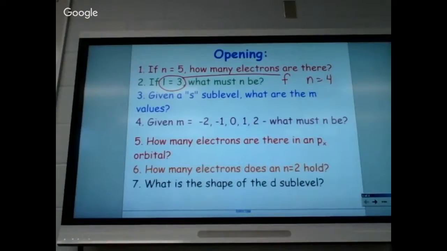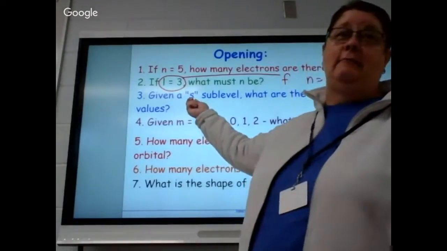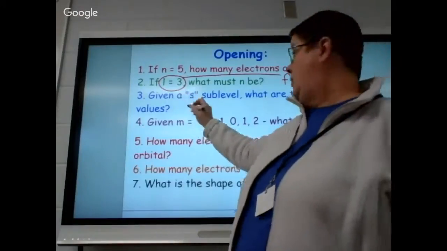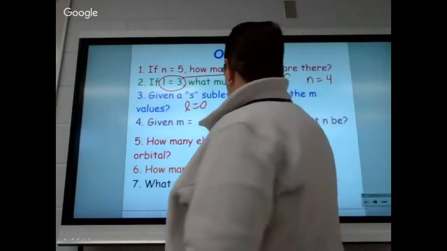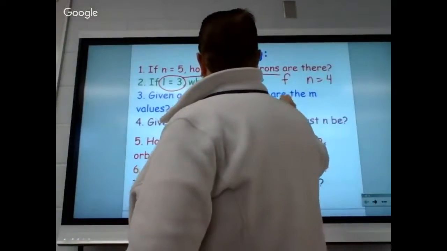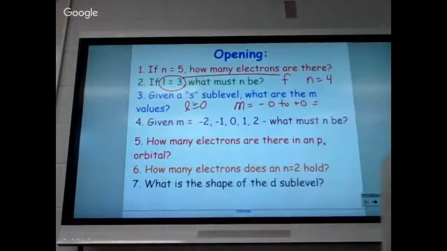All right, if you have an S sublevel, what are the m values? 0. Yep, because you have to know the L value. What number is assigned to S? L is 0. So to find m, m is minus 0 to positive 0. And we all know from math class, there is no such thing as minus 0 to positive 0. It's just 0.